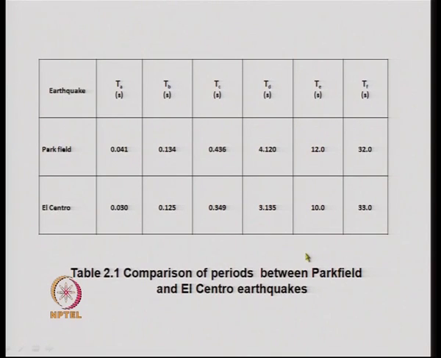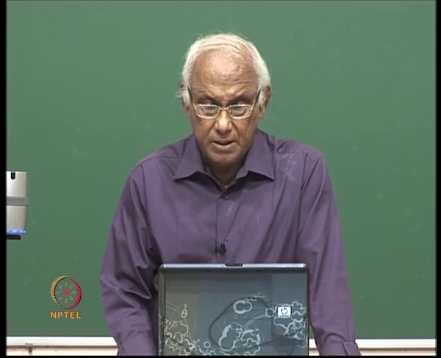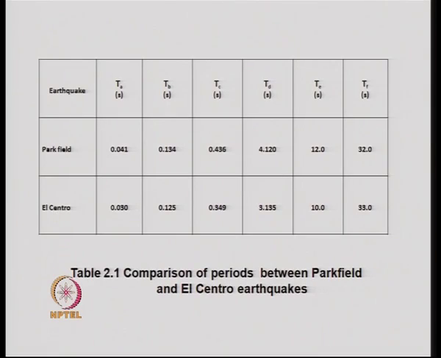So, these two earthquake records revealed that there could be differences between the values of TA, TB, TC, TD, TE, TF, but the nature of the response spectrum can be approximated by a series of straight lines having the characteristics that we discussed before.